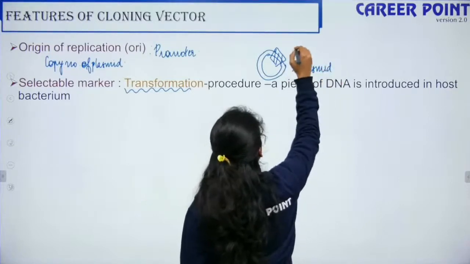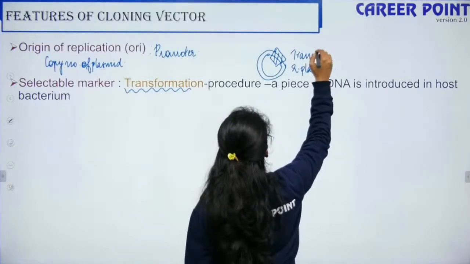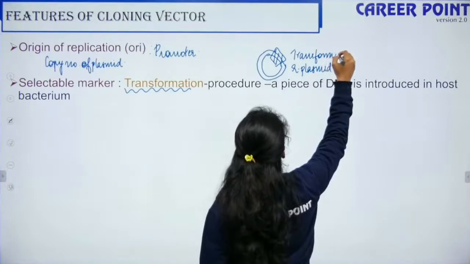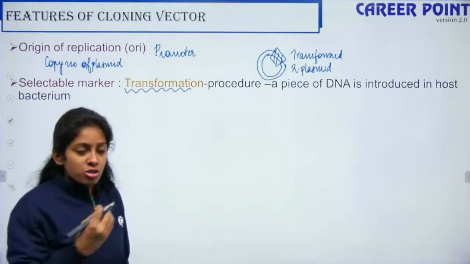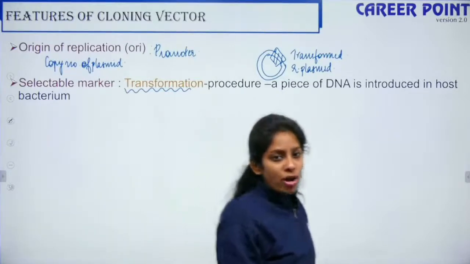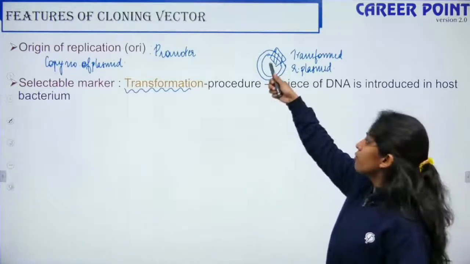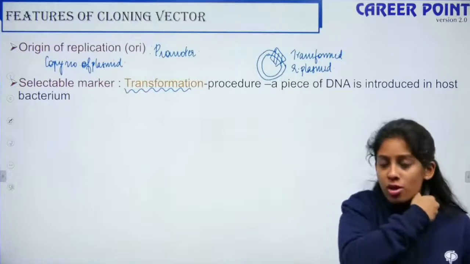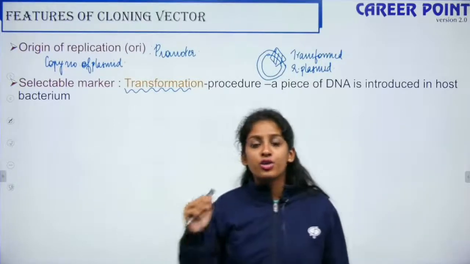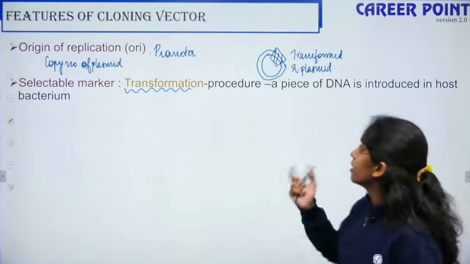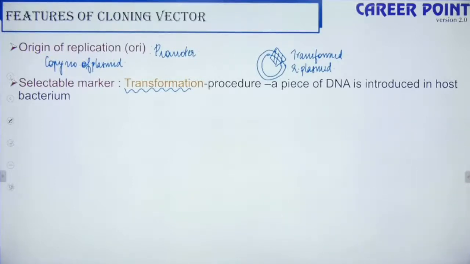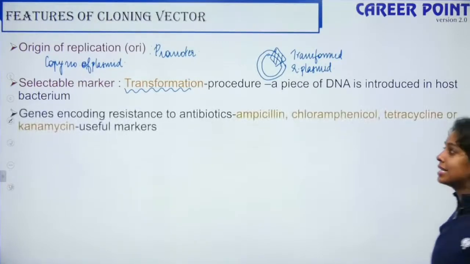So this is also called as transformed plasmid. Transformed means the ability to change its original form. So transformation is change from one form to another, right? It has changed from its original form to the new form. So a selection marker is used to check the number of transformants, to check if the plasmid has transformed. It's a procedure when a piece of DNA is introduced into the host bacterium medium.